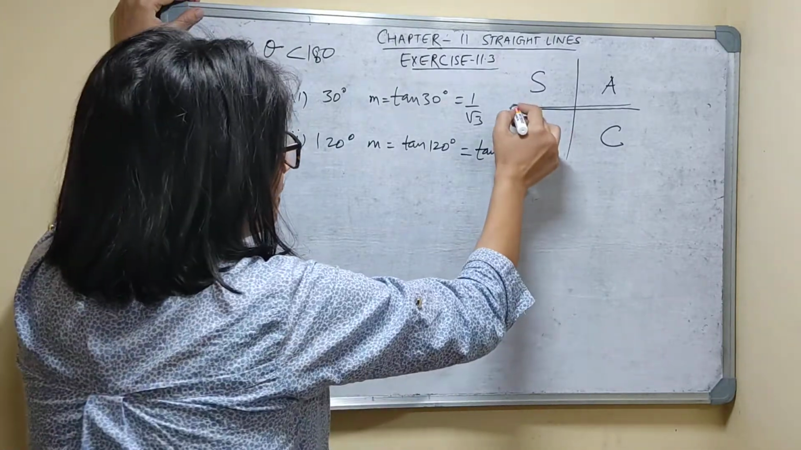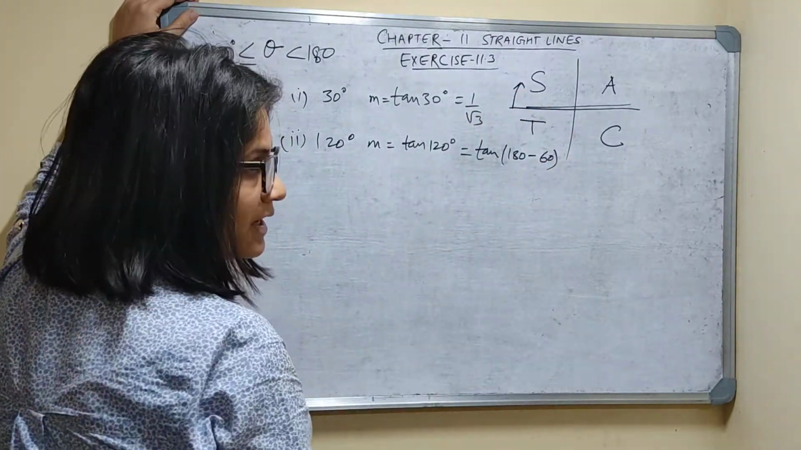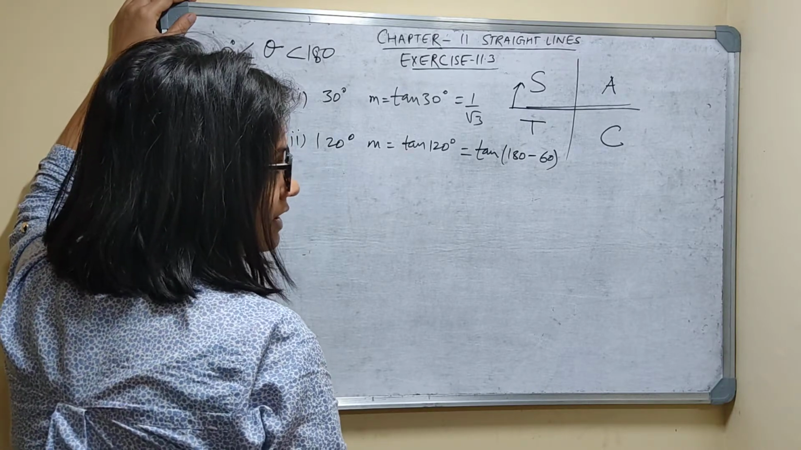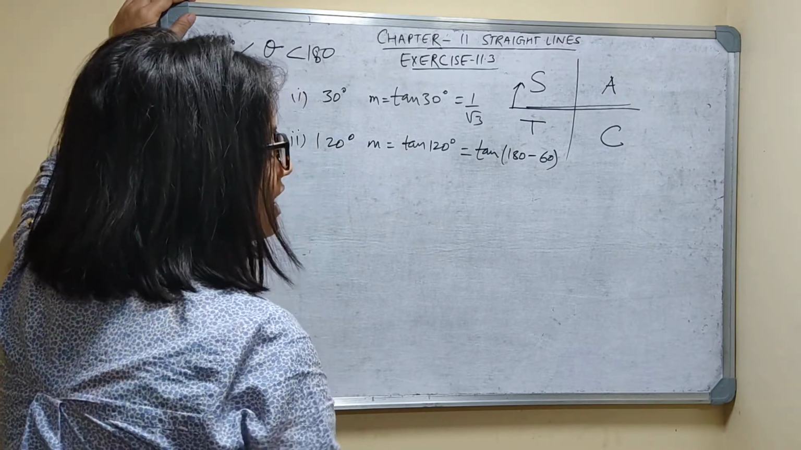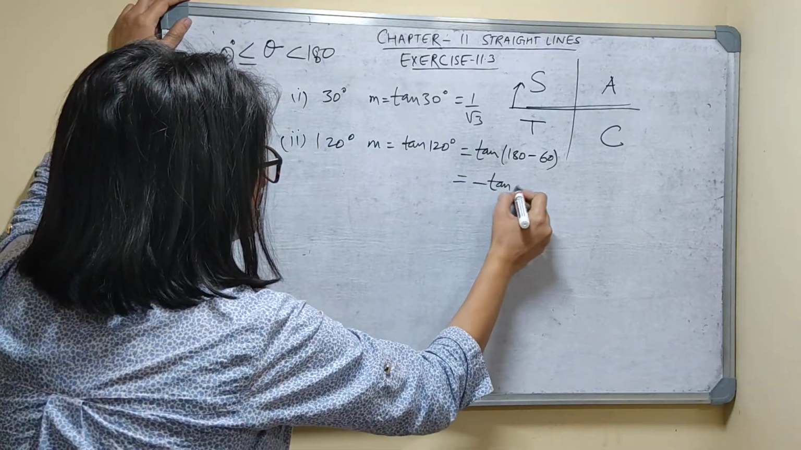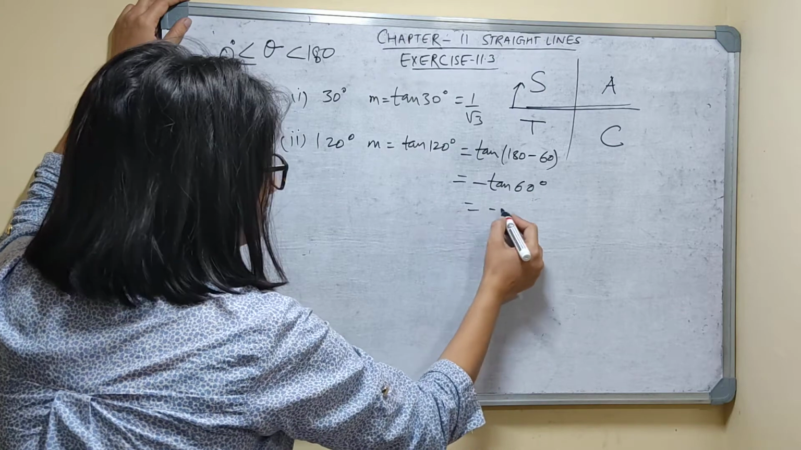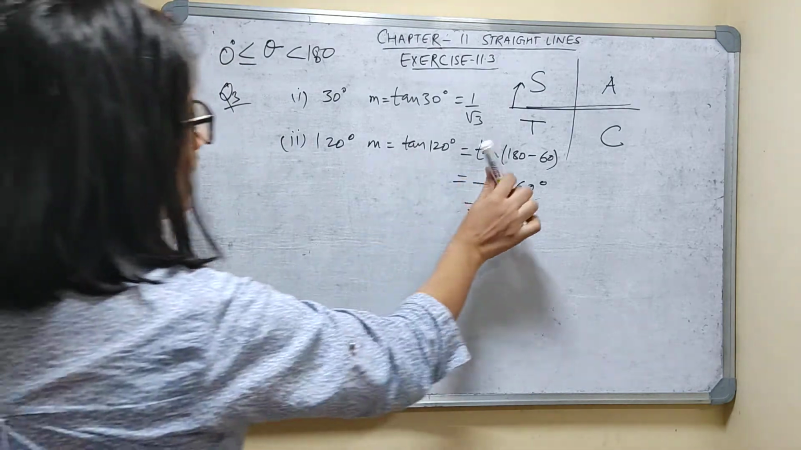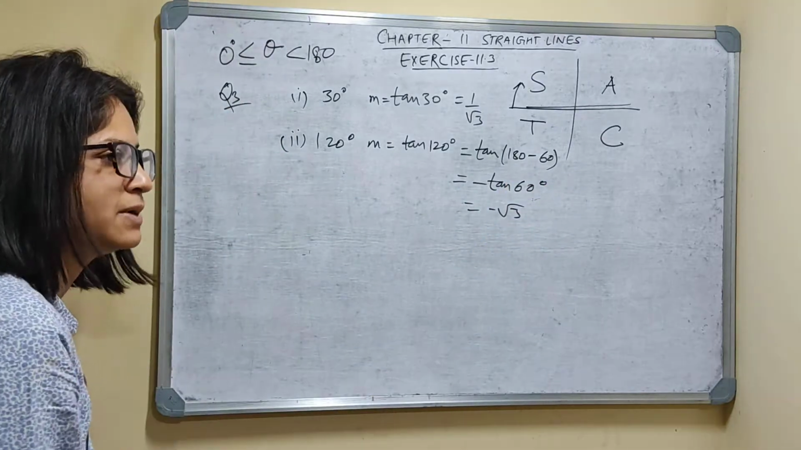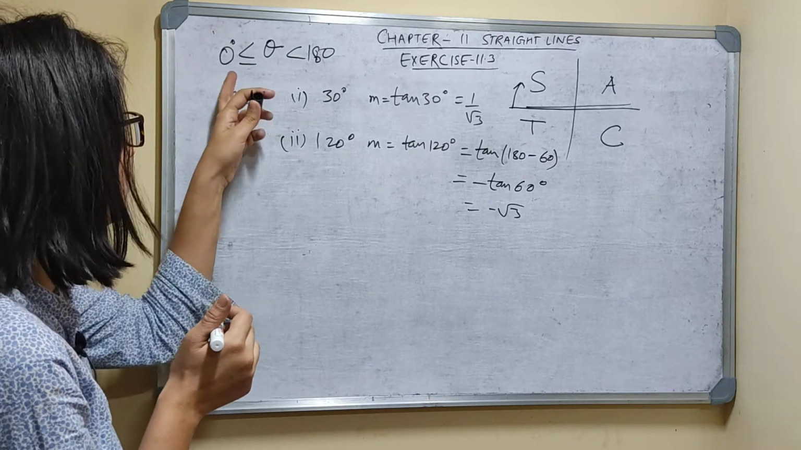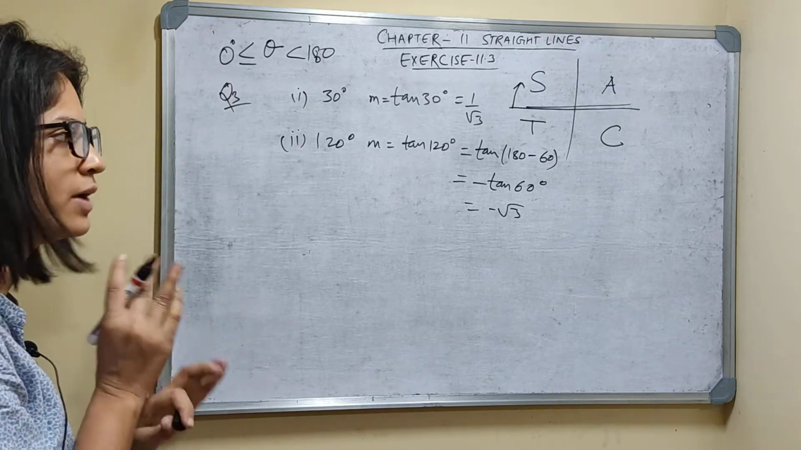So tan of 180 minus theta is in the second quadrant, so it will be minus tan theta. So minus tan 60 degrees. Is it clear or not? For tan 120 I am writing tan of 180 minus 60 because I need angles less than 180 degrees. It should be in the range 0 to 180, and 180 is not included.